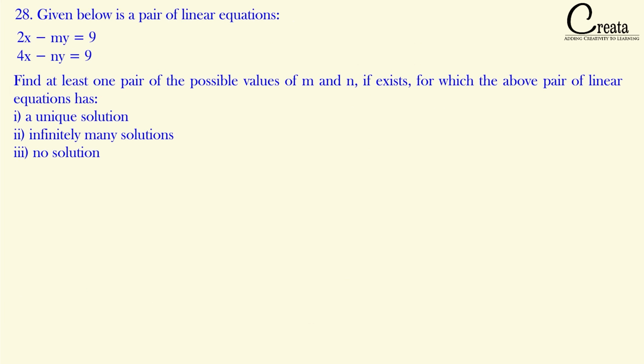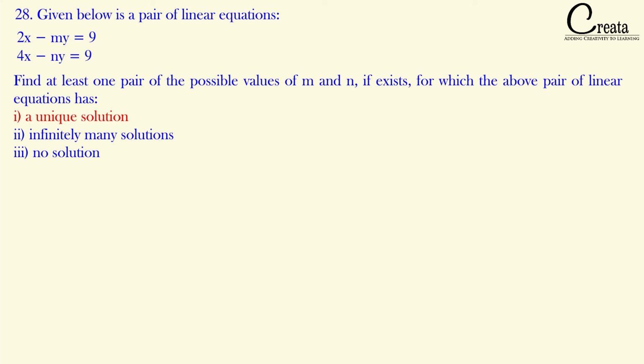Let's check question number 28. In this question, two linear equations are given. These are the two linear equations and we have to find the values of m and n based on the three given conditions. The first condition is a unique solution, the second is infinitely many solutions, and the third is no solution. Firstly, let's understand these three conditions.